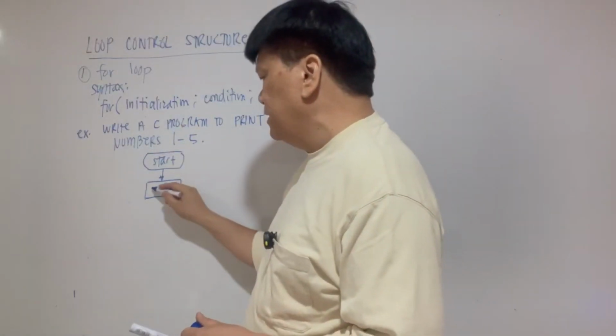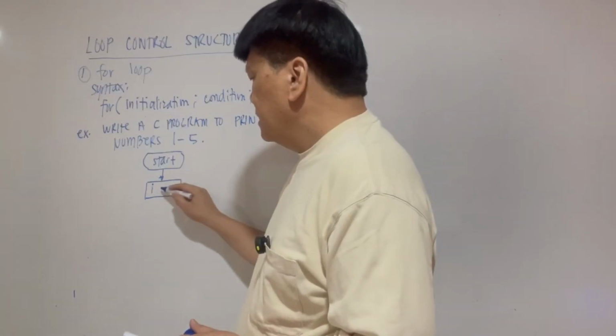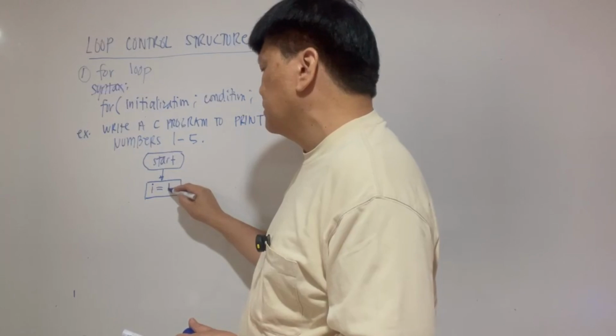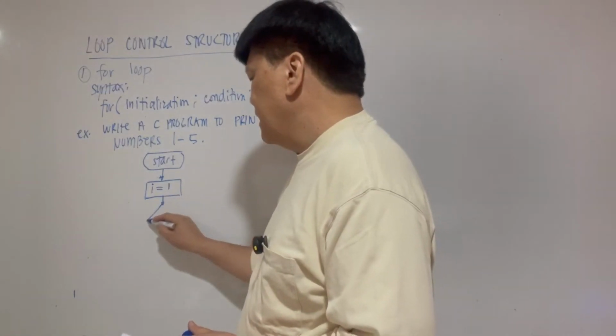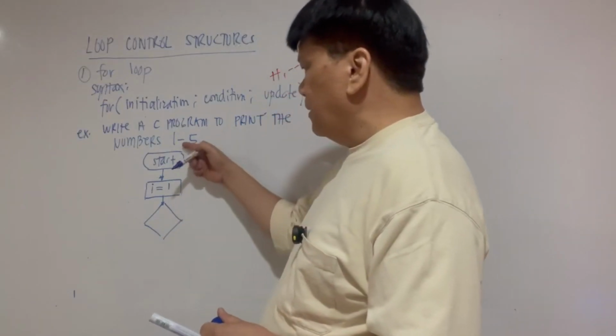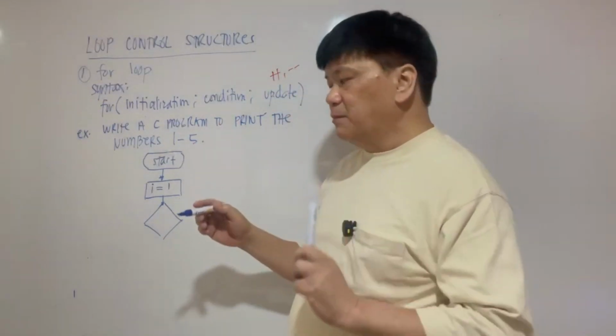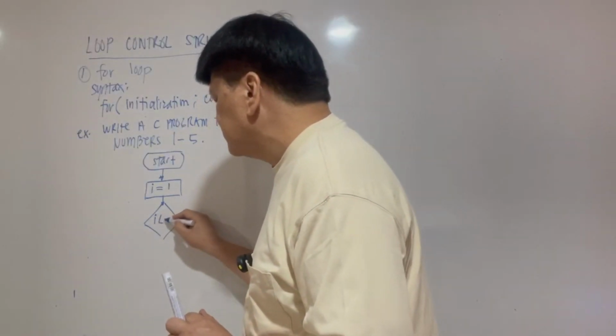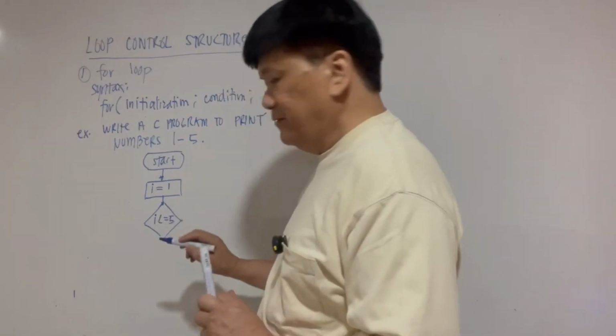So we'll proceed with the initialization. Let's have I is equal to 1. Now we're going to print 1 to 5. So we have 5 numbers. Therefore, we say I has to be less than or equal to 5.